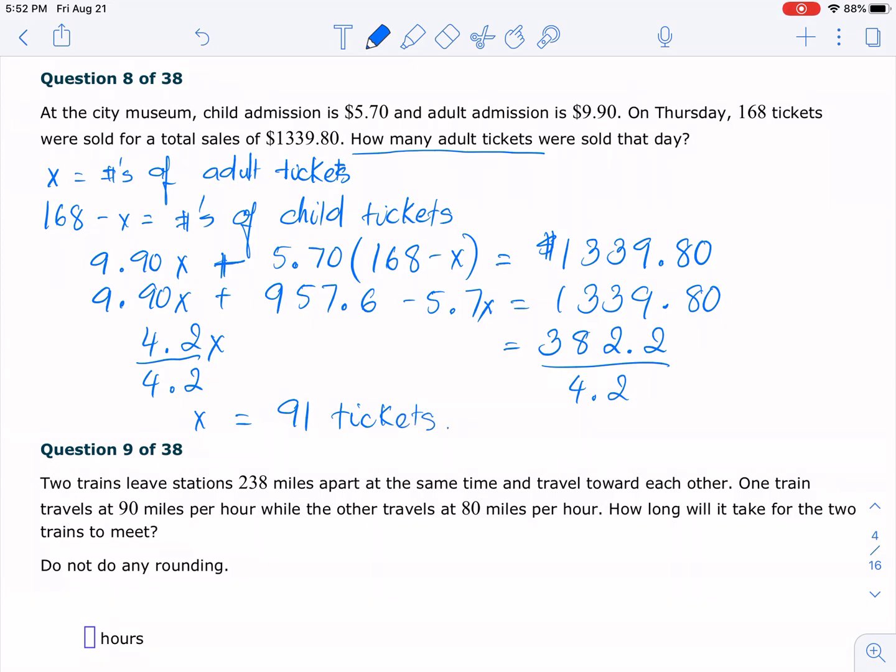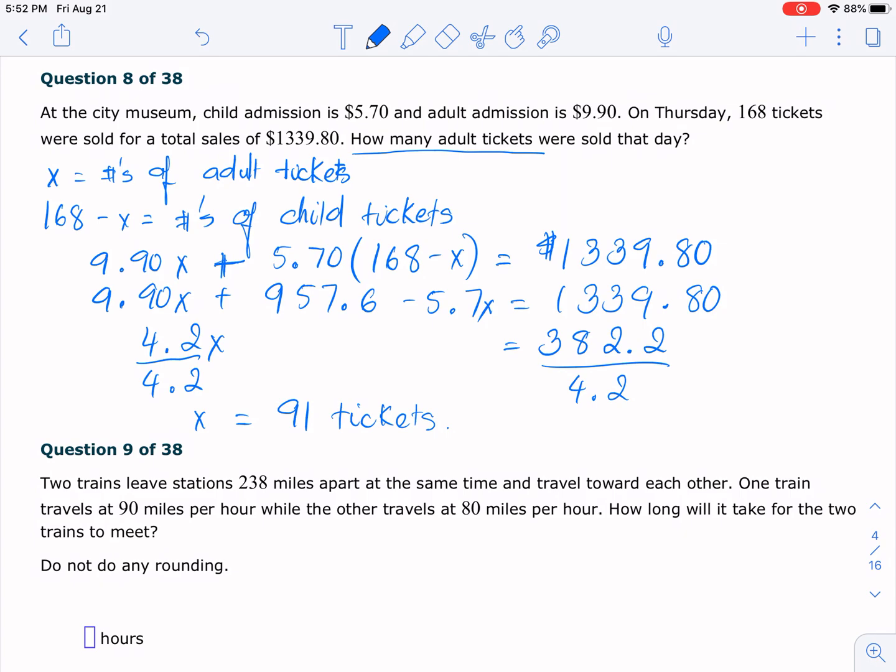You will see that for all these numbers, your solution has to make sense. So let's say if I calculate and I come up with like 91.54, so you know something is wrong and you should redo the whole thing.